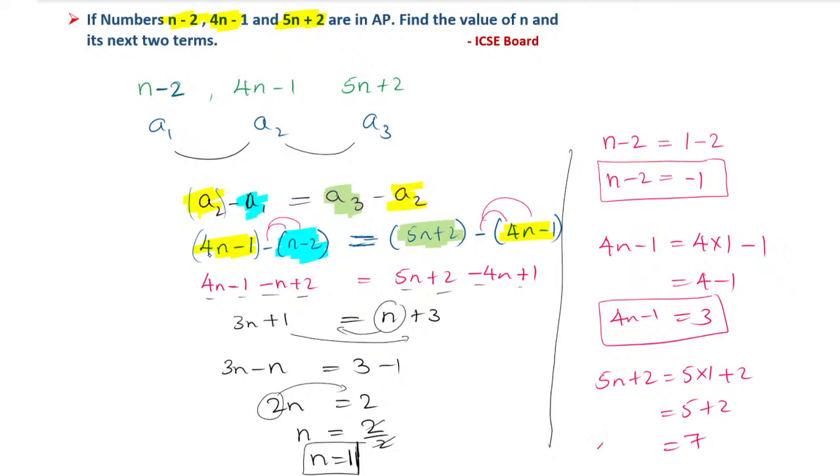So here you can see you can get the three terms. The three terms you have found as minus 1, 3 and 7. That three terms we have got. So we have to write it down that first.